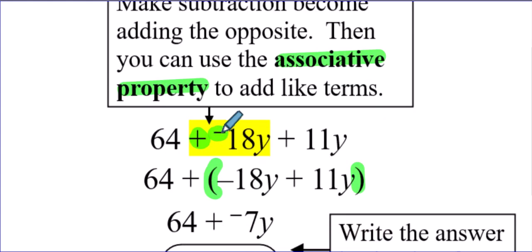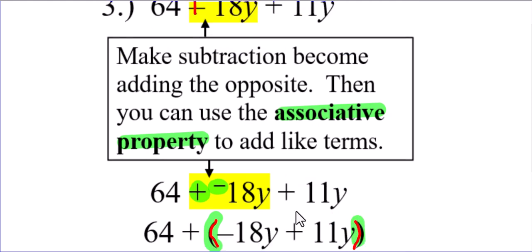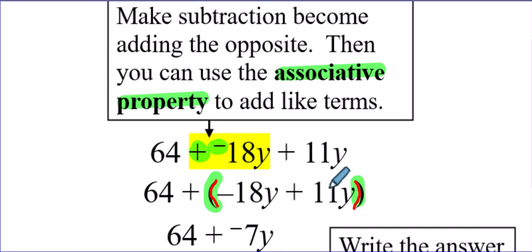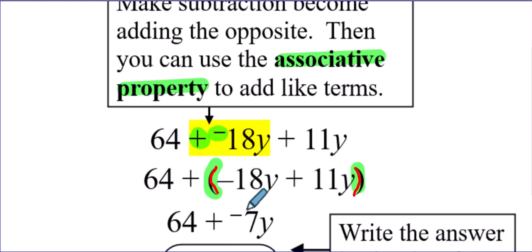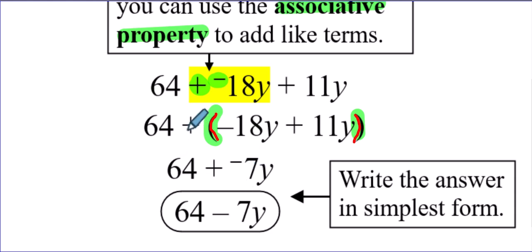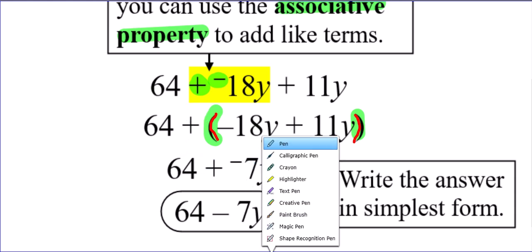And as soon as you have that, you could then draw parentheses around them on the original problem. So what I kind of separated here into 3 separate steps, you can totally do it on just the original problem. And then add the like terms together. Negative 18y, 11y, oh, negative and positive, subtract in your head, and that's going to give you negative 7y. You keep the 64 on the left.